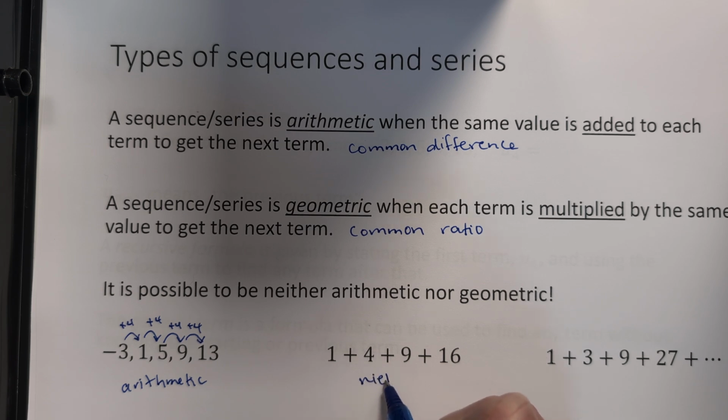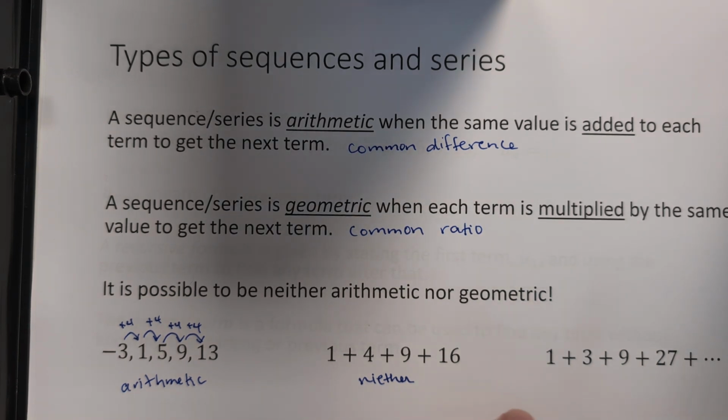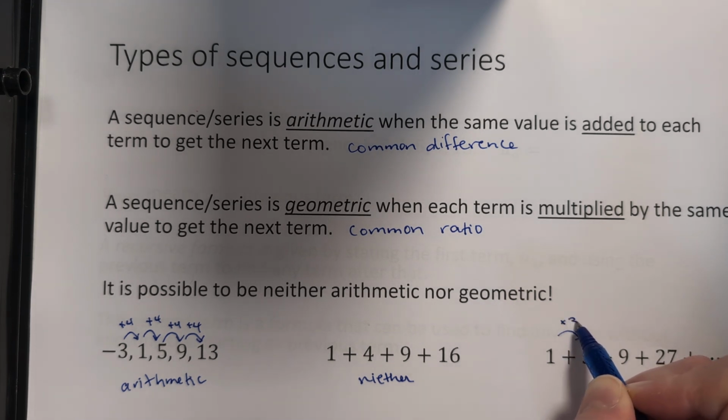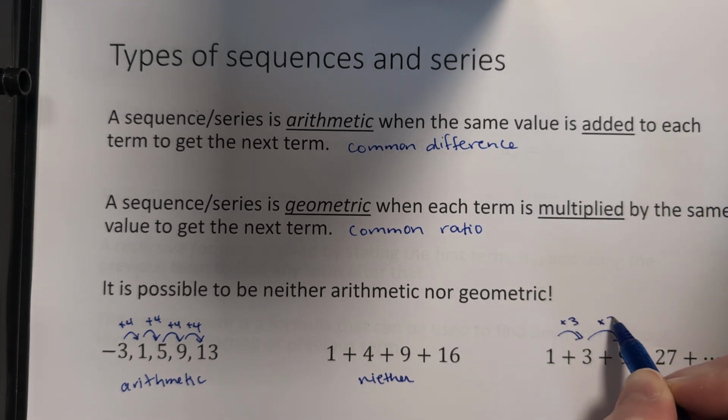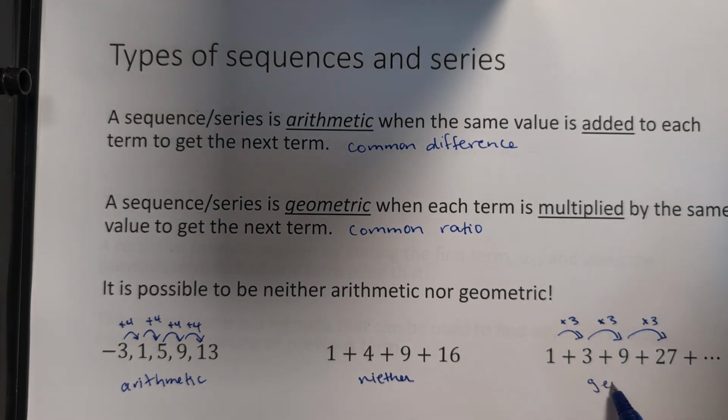This is neither. I do recognize a pattern though. I think I spelled that wrong, but 1 squared, 2 squared, 3 squared, 4 squared. It is a pattern to recognize, but it's neither arithmetic nor geometric. And this one is geometric because it has a common ratio of times 3 between every term and the next one. So this one would be geometric. Pause to take notes as needed.